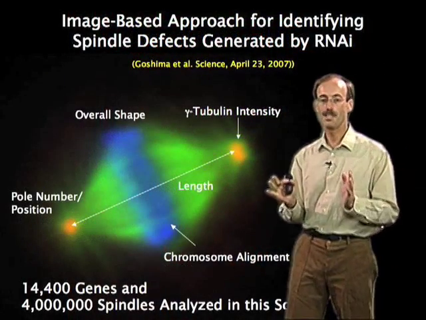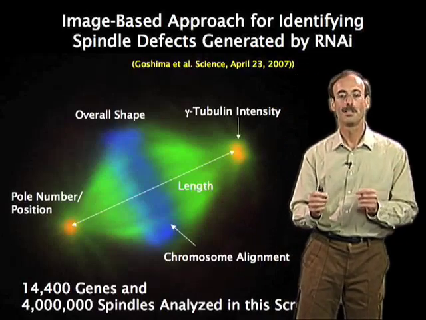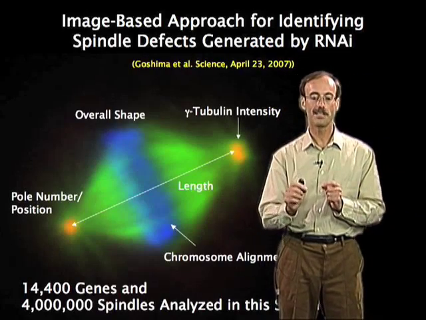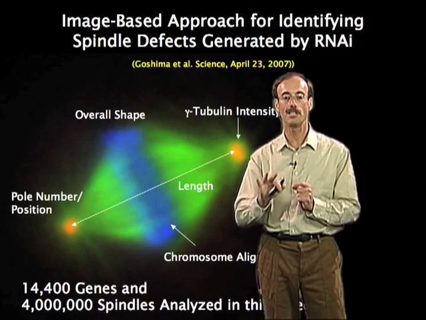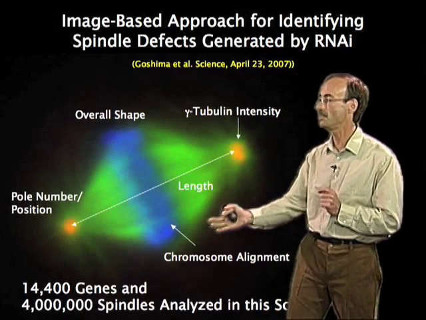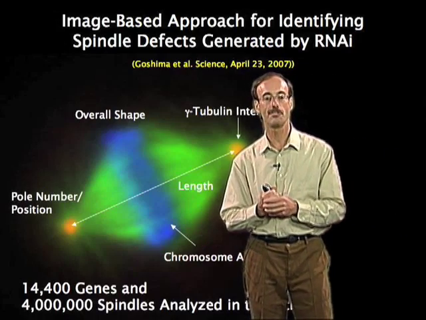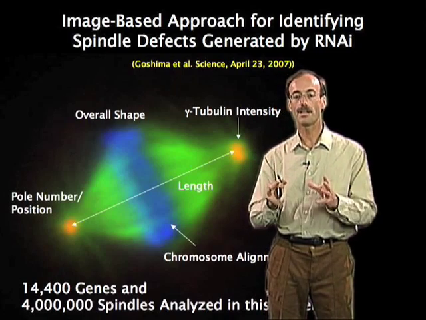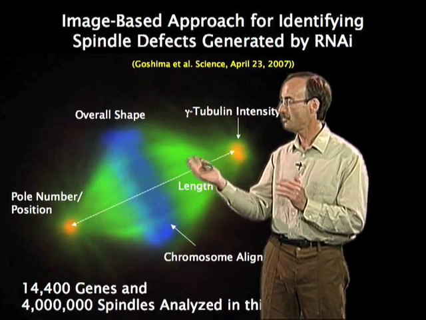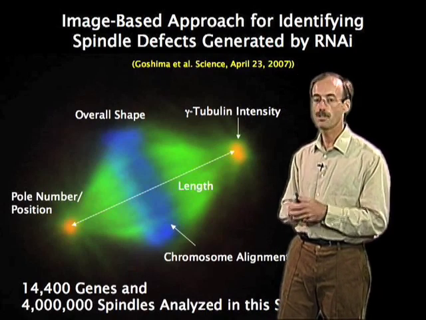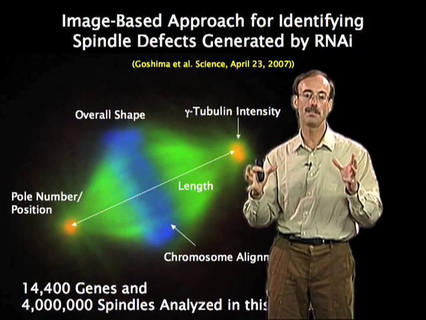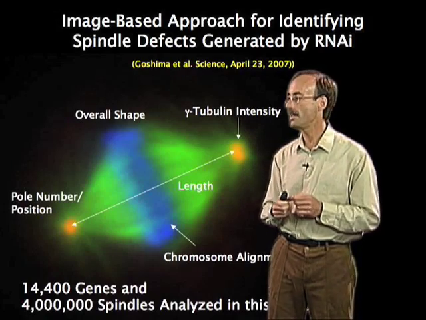So the screen that we did was a visual screen. What we wanted to do is to knock down mRNA corresponding to each gene in the Drosophila genome, of which there are over 14,000 genes, and then look at the effects on the morphology of the mitotic spindle. And so we did this by imaging the spindle after RNAi of each gene.